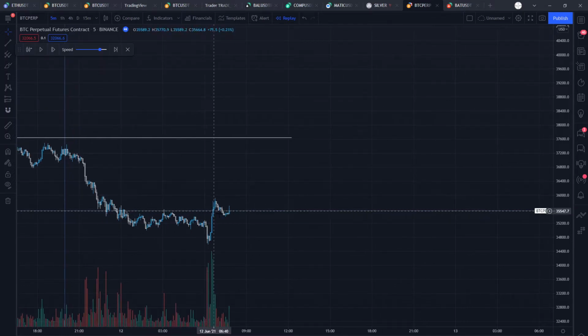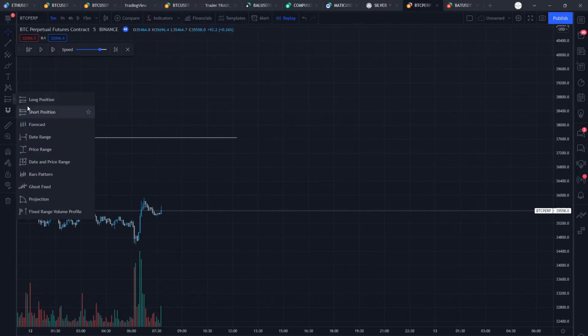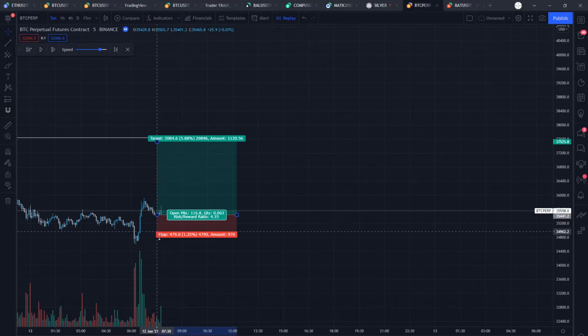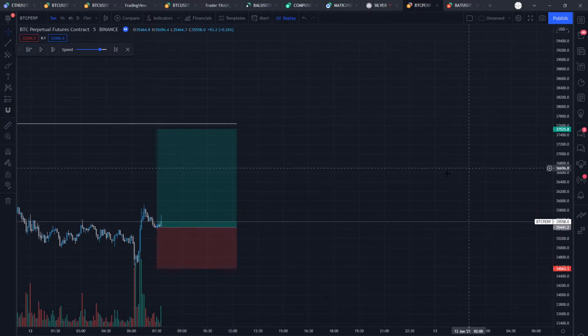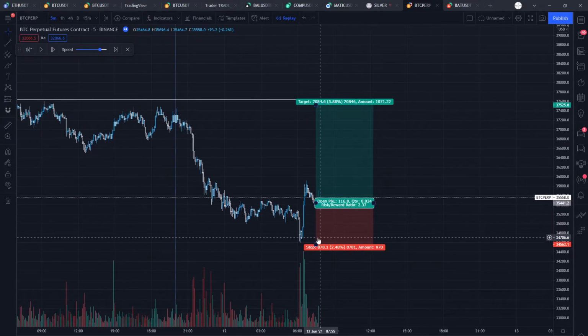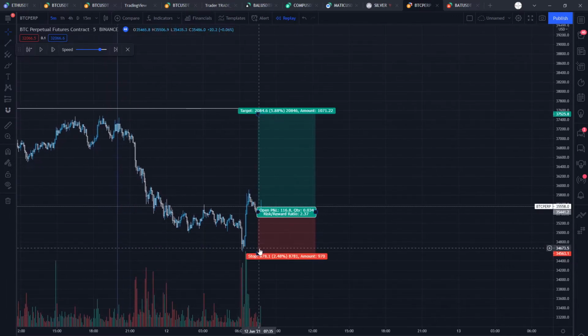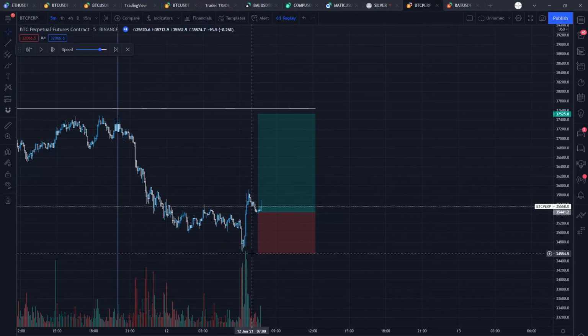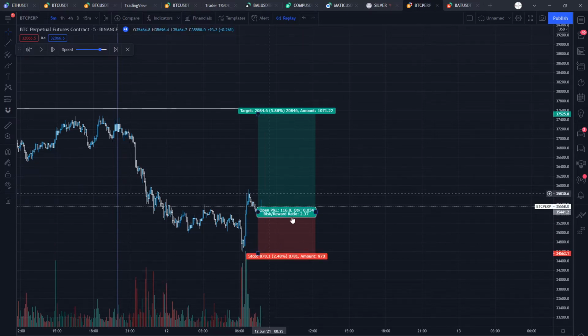Okay, we got our slight pullback, right? You could have entered along right here. Stop right below these lows, right? Because we just manipulated them. It's highly unlikely that we're going to break this and not go lower, right? If we take out these lows, it's going to be a genuine move downwards.